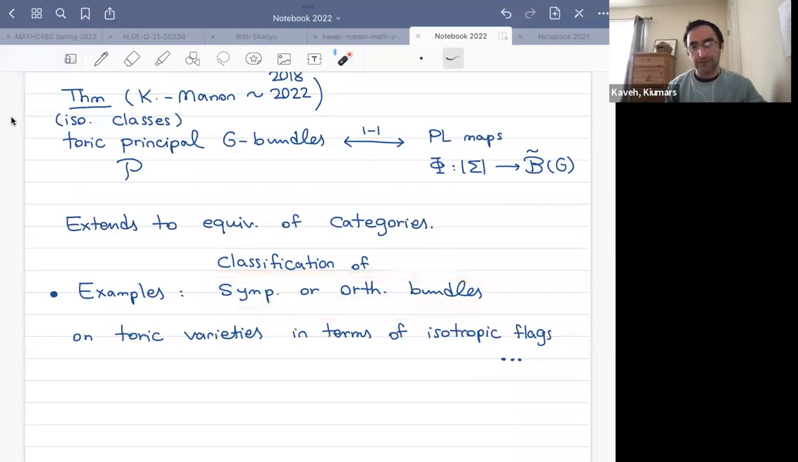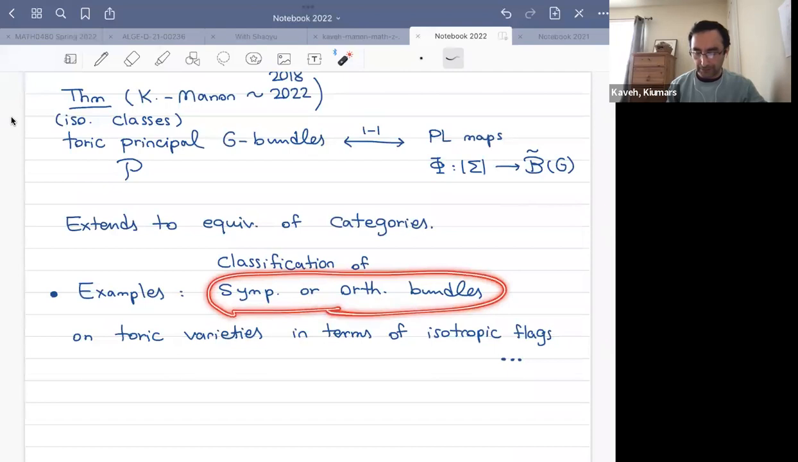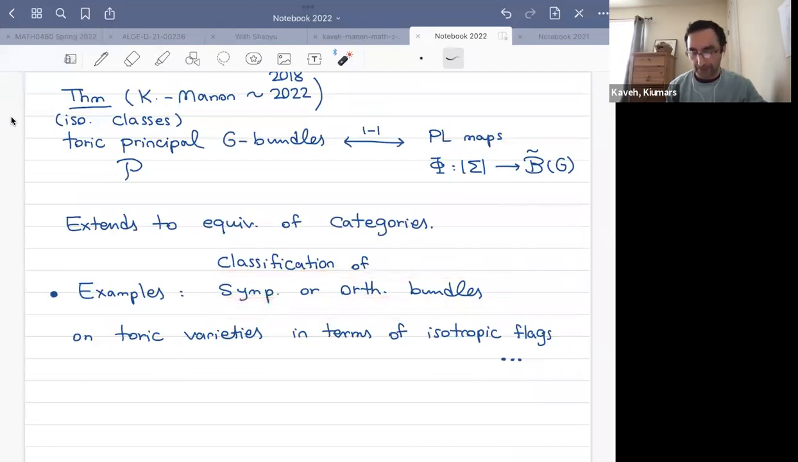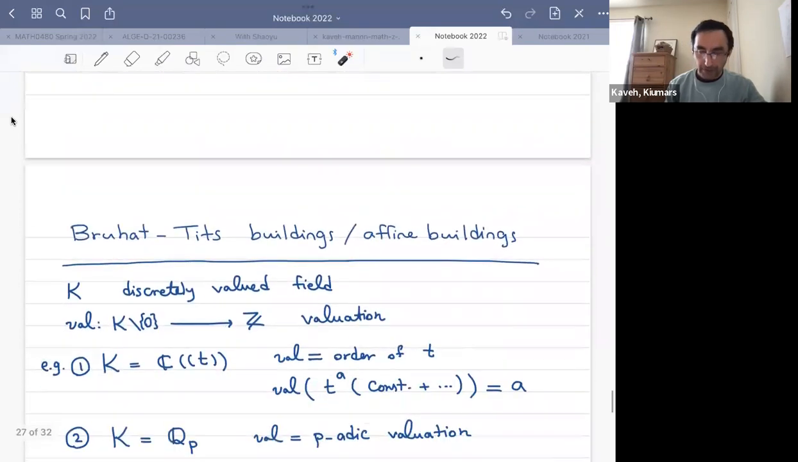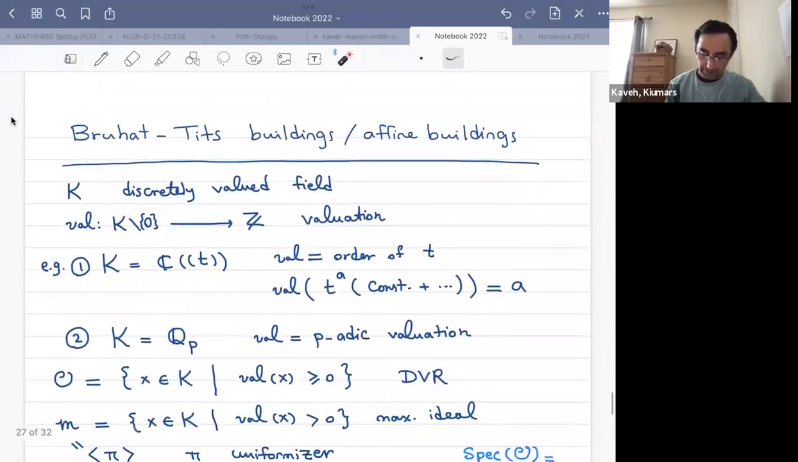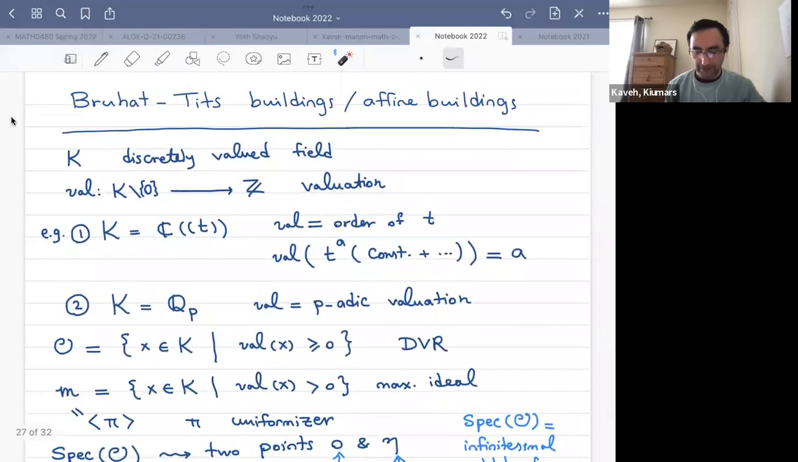Similar to GLn, it's given in terms of, instead of flags, isotropic flags. And so in terms of isotropic flags, we can immediately get a classification of symplectic or orthogonal bundles. And maybe I say a couple of words. Sorry, I'm rushing towards the end.